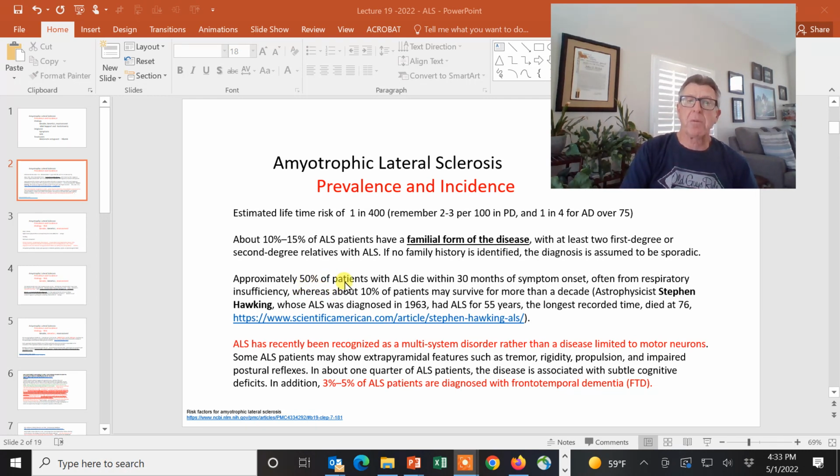So see right here, 50% of patients with ALS die in 30 months. So it's a really horrible progressive disease. If you have a lot of money and a lot of support, like Stephen Hawking, he was totally unique. He had it for 55 years. He died at age 76.